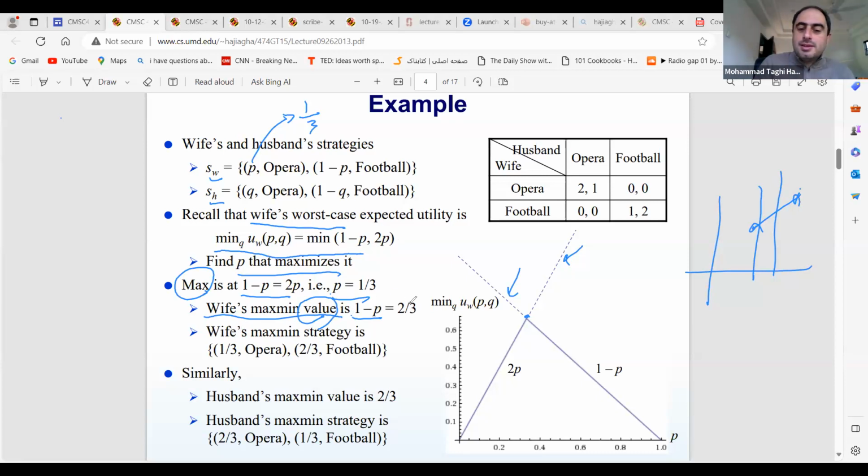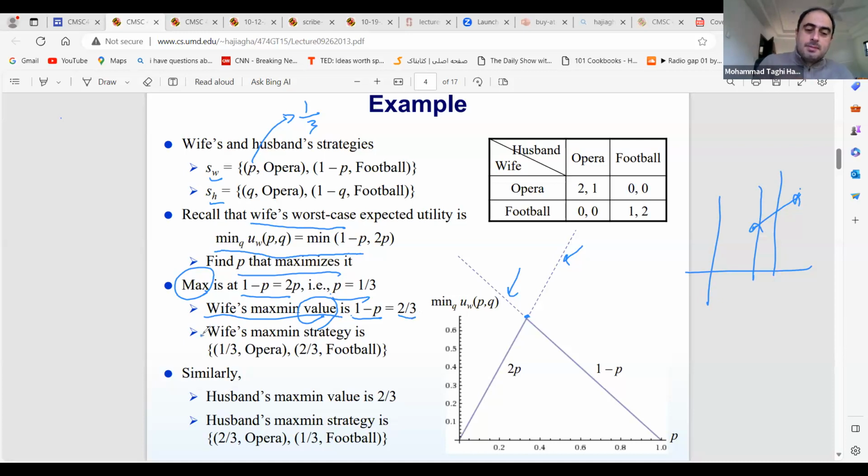And so you see the value is 2/3. This rings a bell, if you remember. We had similar things when we talked about Nash equilibrium, but in terms of value, not necessarily strategies.